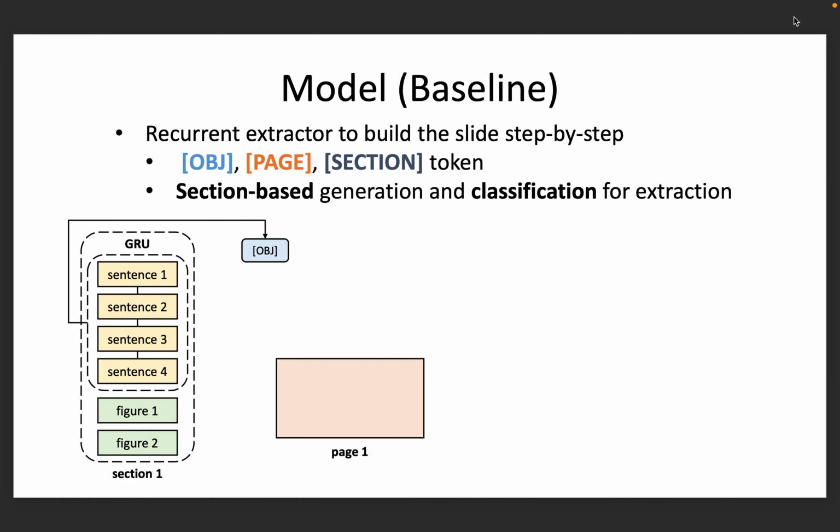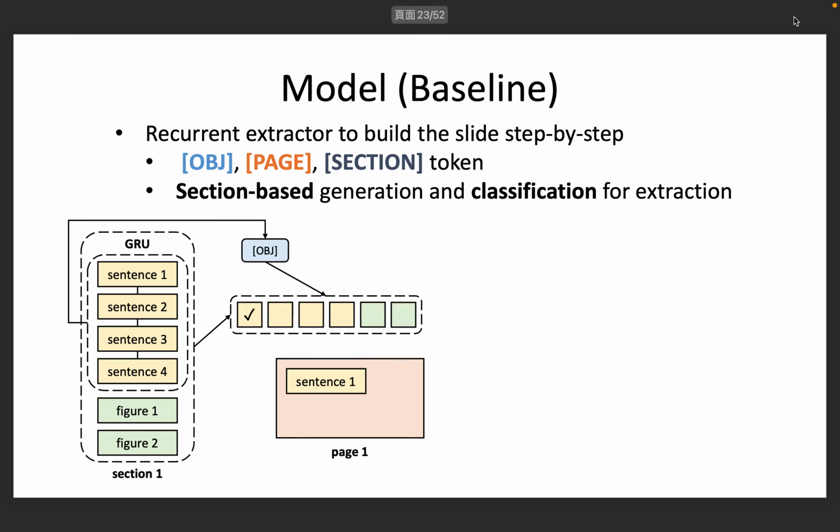For example, we first meet an object token. So we know to put an object, including a sentence from the current section or a figure from all of the paper, onto this page. For the object token, we do the classification between the hidden state of the progress tracker and the object set, and then decide on sentence one first. Then it checks the second object token and puts sentence 2 here.